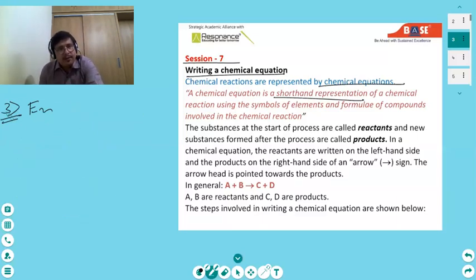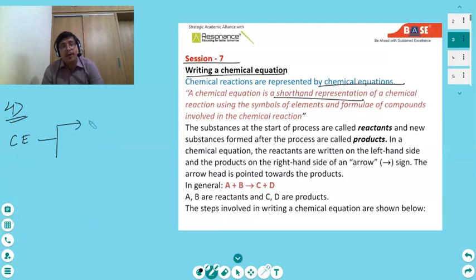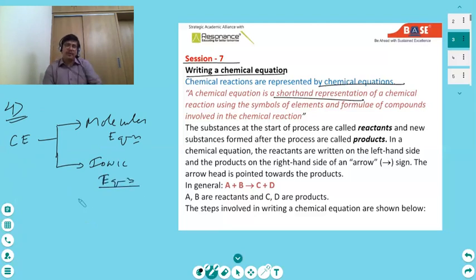One more thing, the last thing which you need to know here, is that chemical equations are of two types. One is your molecular equation. In today's class, I will be doing molecular equations, and there is something known as ionic equation. I will just give you a brief example of it so that you know what an ionic equation is.